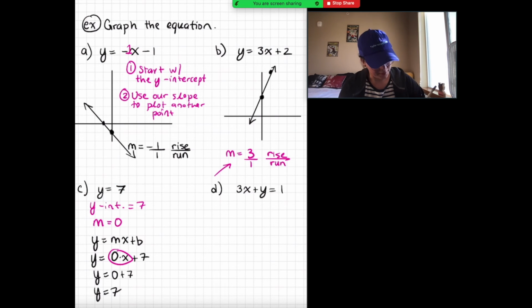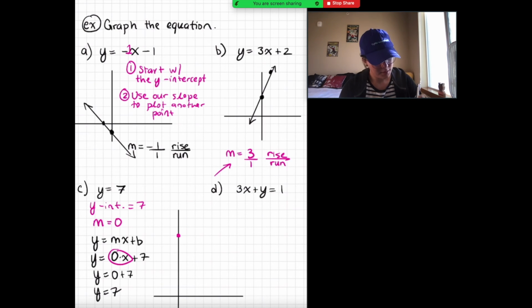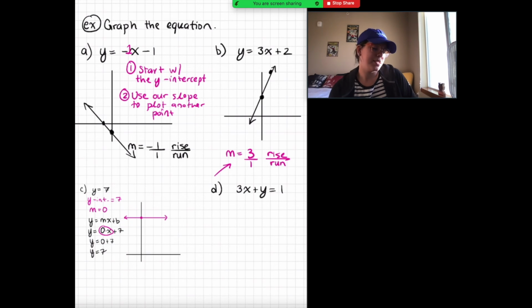So if we were to graph this, we start with our y-intercept, as always. So up 1, 2, 3, 4, 5, 6, 7. But then our slope is 0. And if you remember back to 4.4, a 0 slope is just a horizontal line. So that means we would have a horizontal line that goes through 7 on the y-axis. So there's our line.